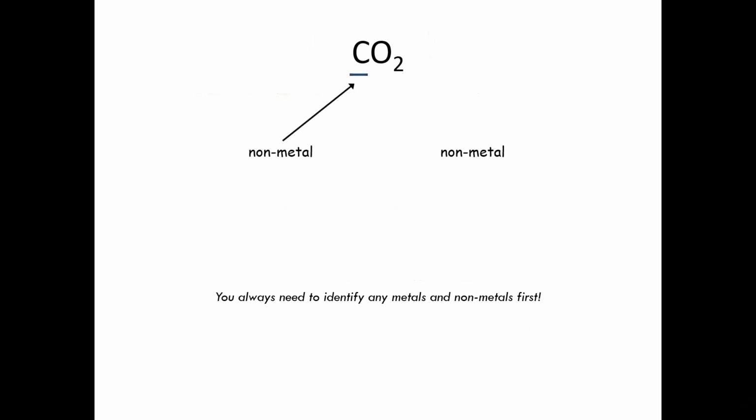Our third compound is composed of carbon and oxygen. So again, to start, we need to identify metal and nonmetal. We know that carbon is a nonmetal, and we also know that oxygen is a nonmetal. And so these two nonmetals obviously will form a covalent compound.